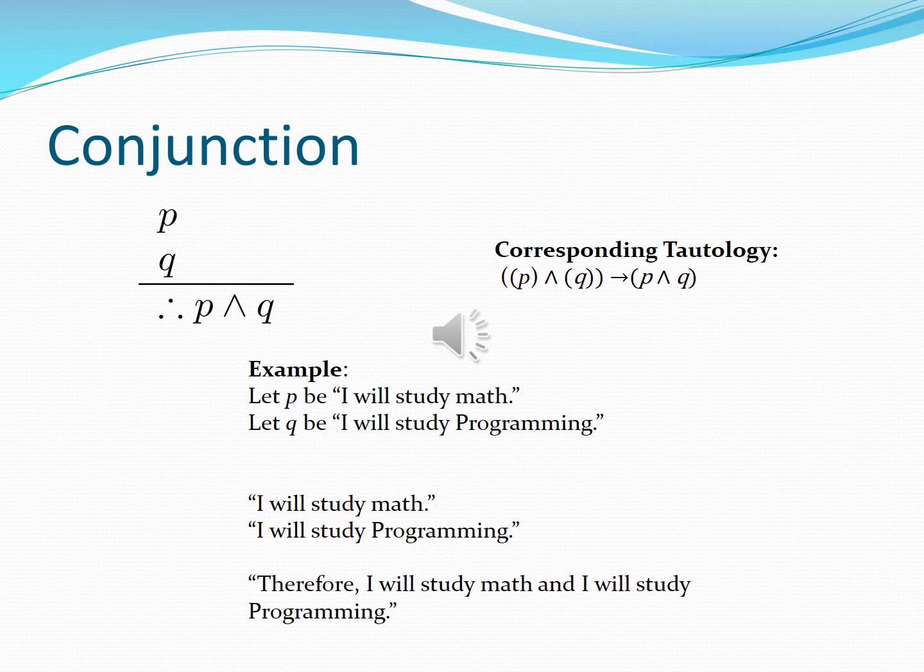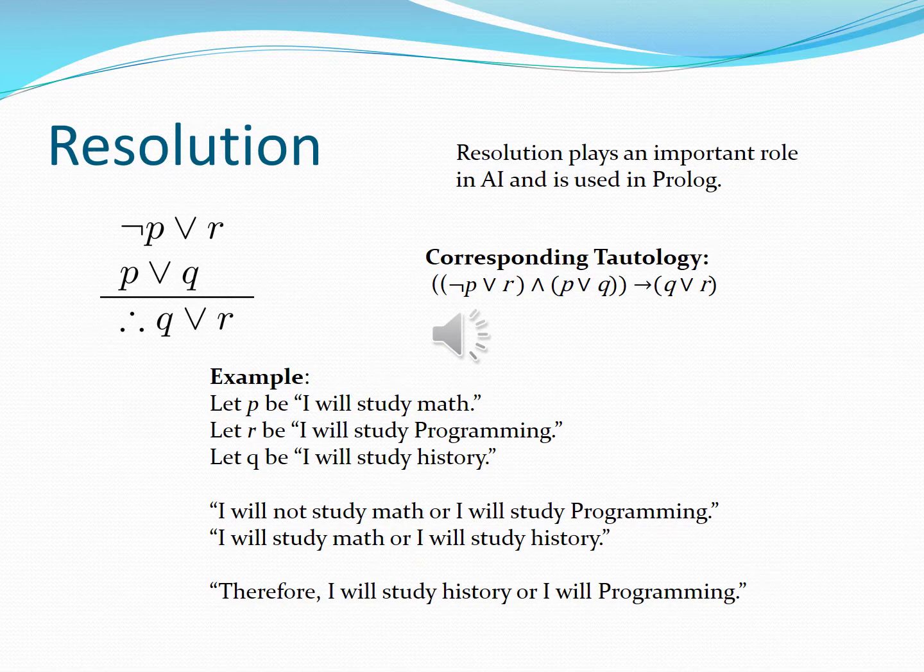Therefore, I will study math and I will study programming. Resolution: not P or R, P or Q, therefore Q or R. Example: let P be, I will study math. Let R be, I will study programming.